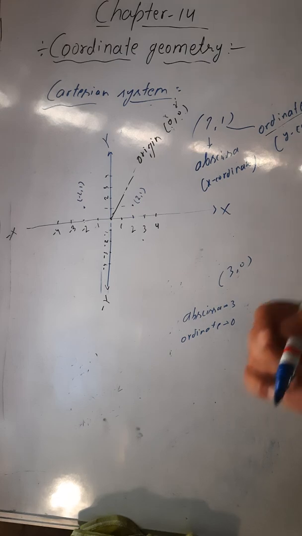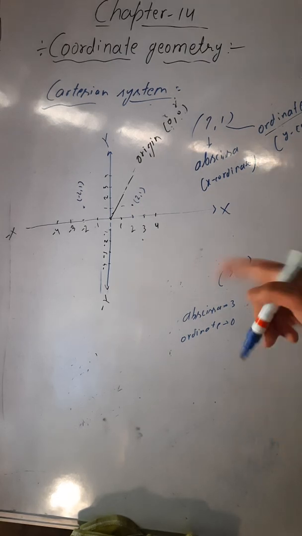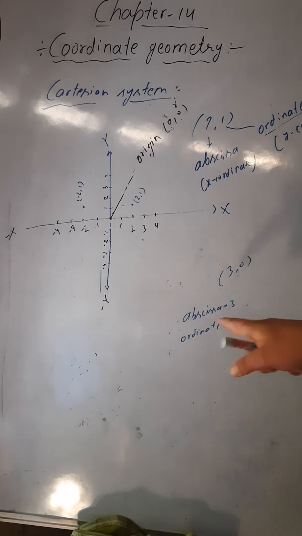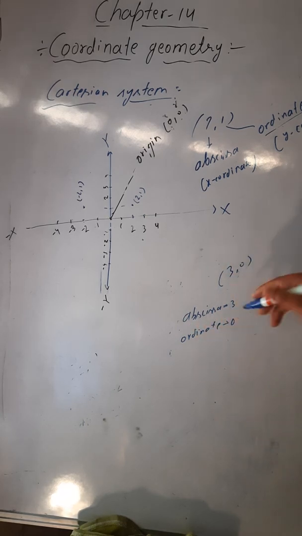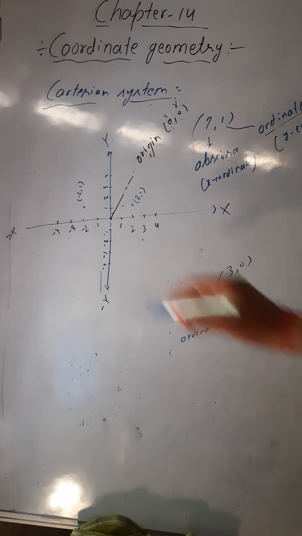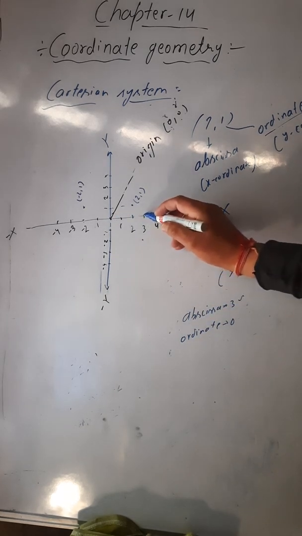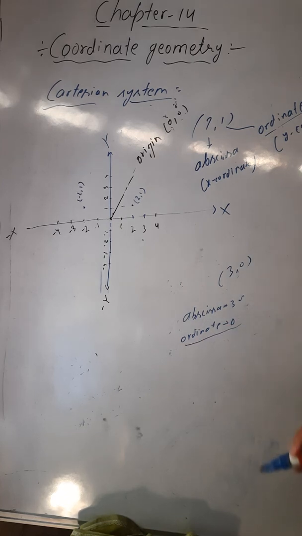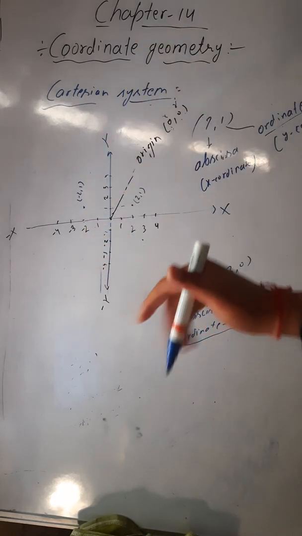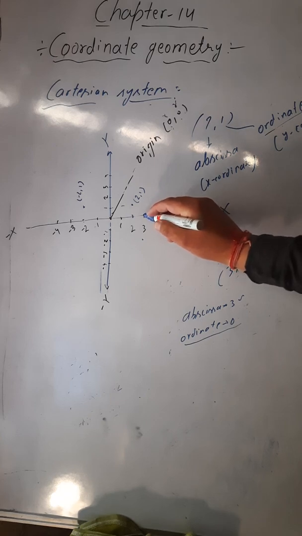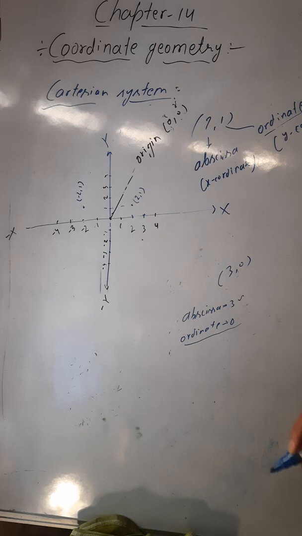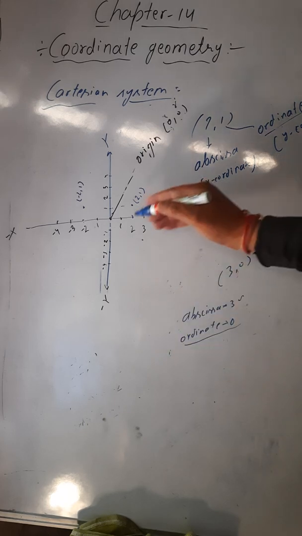Just tell me. Can you? Okay, let me tell you. Here 3, 0 is the point. Means along the x-axis you have to move 3. Okay, along the x-axis I am moving 3. Clear? Now along the y-axis you have to move 0. 0 means nothing you have to move. So only you will remain here. You will stay here. Means y coordinate is 0 here. So you do not have to move along the y-axis now.